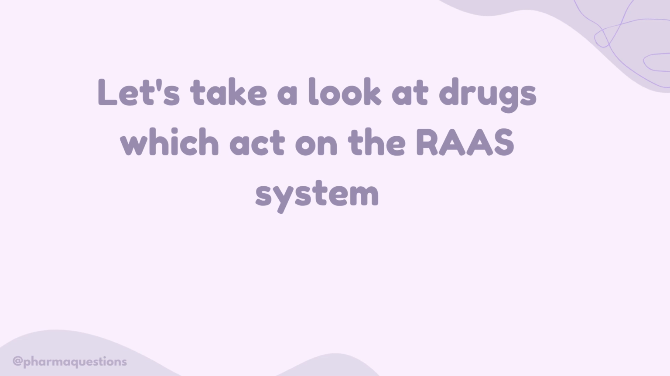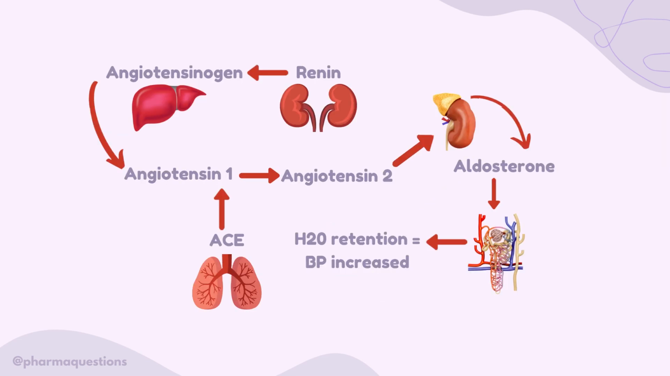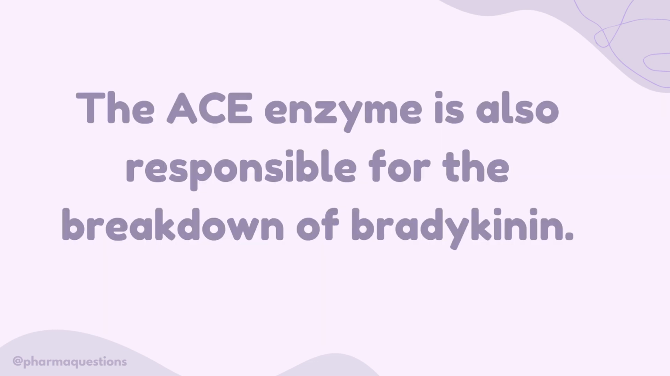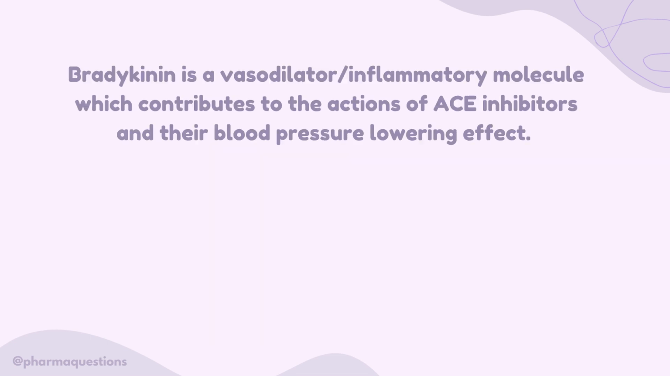Now let's take a look at drugs which act on this system to lower blood pressure. ACE inhibitors block the action of the ACE enzyme, thus stopping the conversion of angiotensin 1 to angiotensin 2, subsequently reducing blood pressure. The ACE enzyme is also responsible for the breakdown of a molecule called bradykinin.